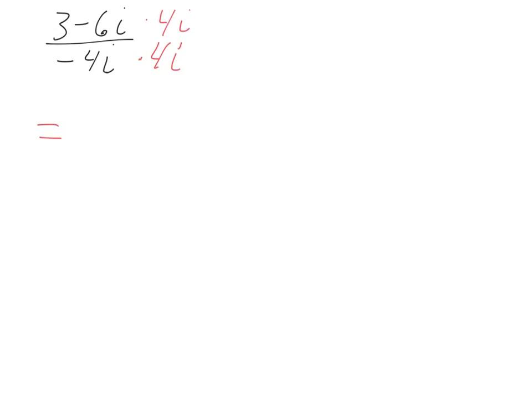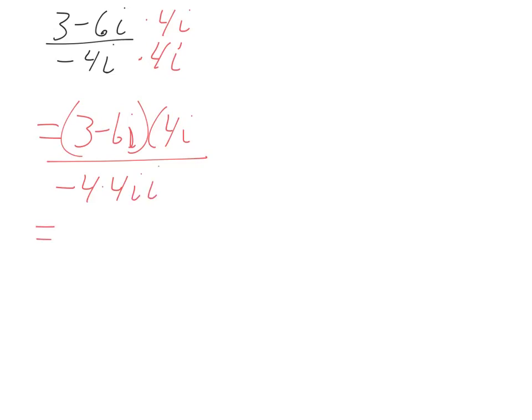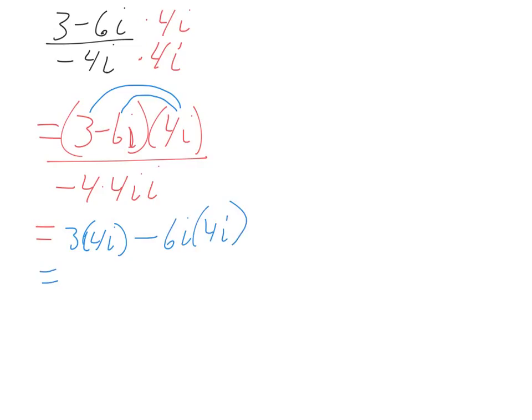So then on the top, I'd have 3 minus 6i times 4i. And on the bottom I have negative 4 times 4i times i. I'm just putting things together. They look alike there. So then if I distribute this here, I'd have 3 times 4i. And then there and minus 6i times 4i. And on the bottom I'd have negative 16i squared.